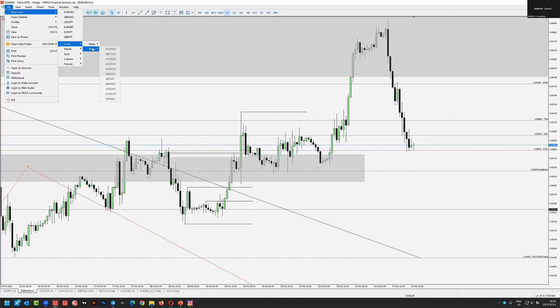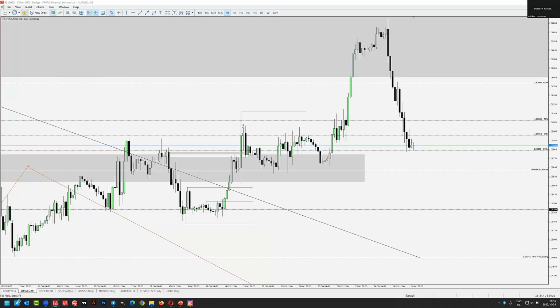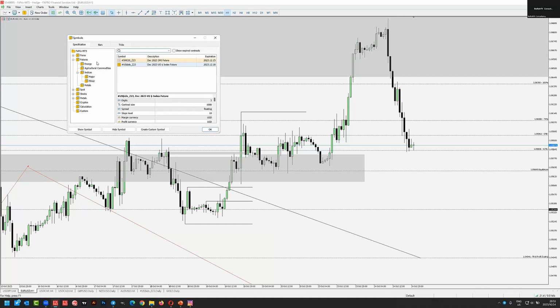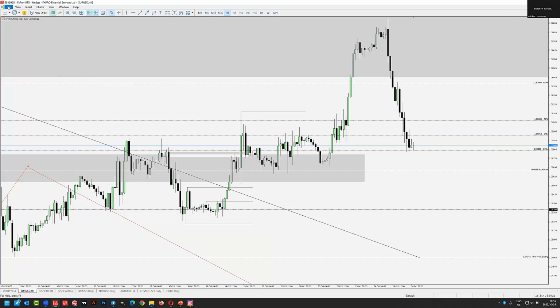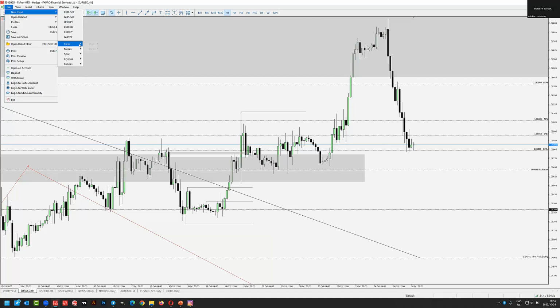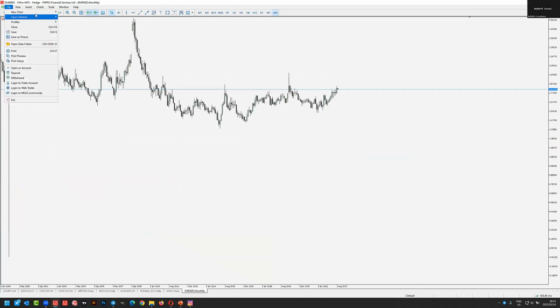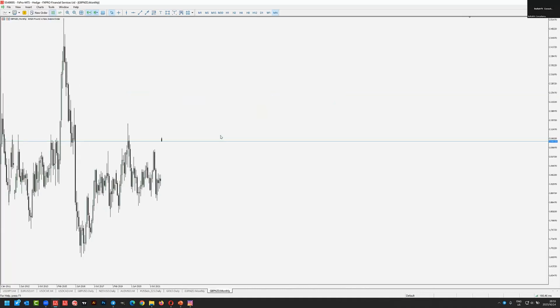Do I even have it here? GBP NZD. Okay, let me go here. Let me see if I can edit. Forex, GBP, NZD. Right, this one I've never opened. I've never opened these charts whatsoever, so it has to start loading first. Right, so that's euro. Let's go to pound NZD.